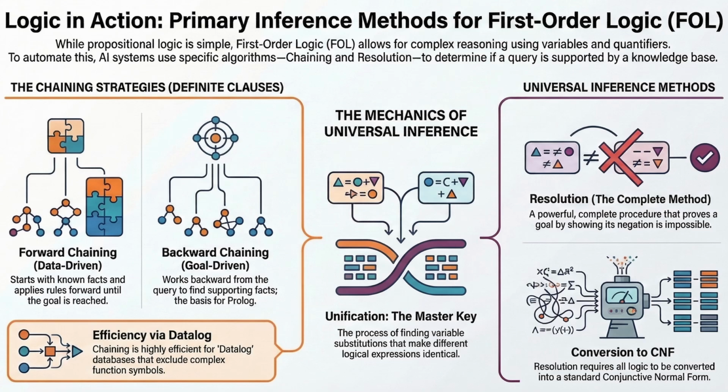Next is set of support. This one is very clever. You divide your facts into two separate piles. Pile 1 is background knowledge. Cats are animals, kings are rulers. Things we know are true and internally consistent. Pile 2 is the goal, negated. The thing we are actively trying to prove.